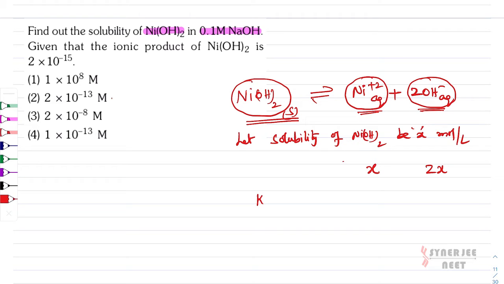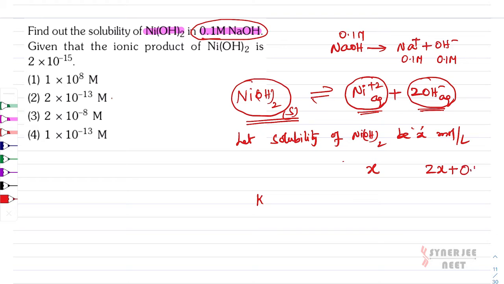But for the total number of OH minus ions, NaOH is already present in the water. They are saying solubility of Ni(OH)2 in 0.1 molarity NaOH. That means NaOH is already present in water at 0.1 molarity. And NaOH is a strong base, therefore it completely dissociates into Na plus and OH minus. So 0.1 molarity Na plus and 0.1 molarity OH minus are already present in the water. So the total OH minus concentration will be 0.1 plus 2X. 0.1 is already present and 2X came out from the solid nickel hydroxide.